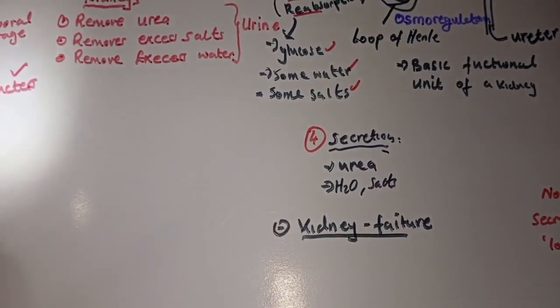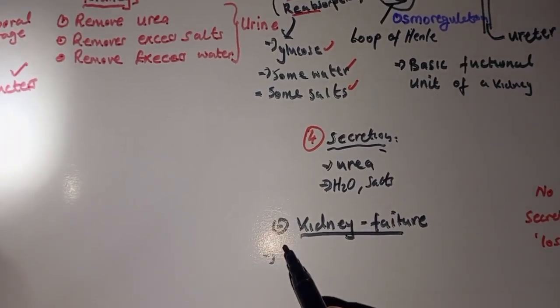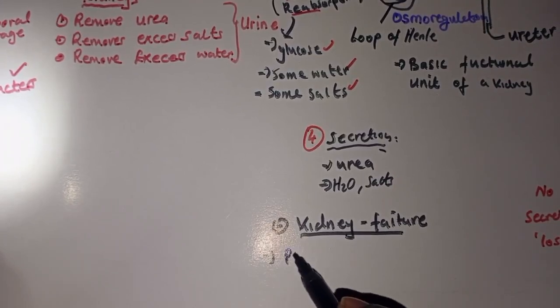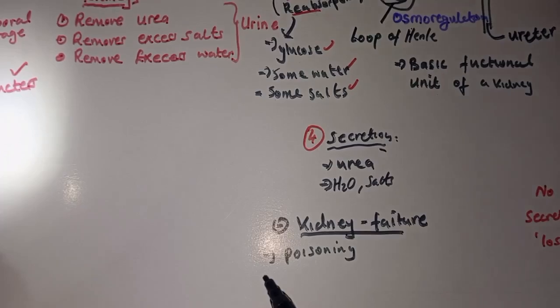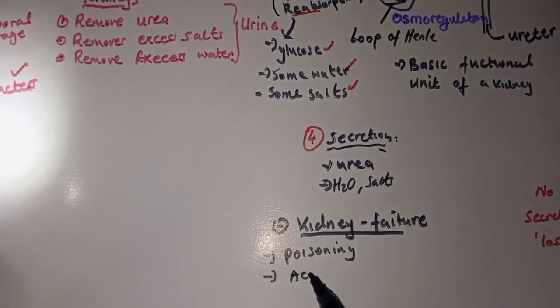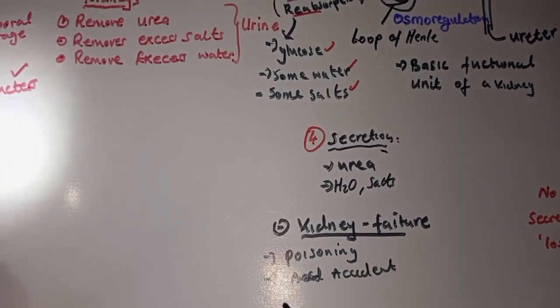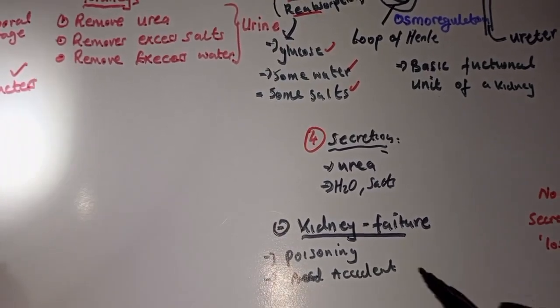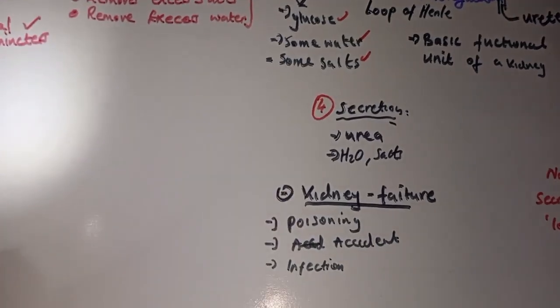The kidneys can fail to perform their function, and this could be as a result of maybe you took something poisonous. Or maybe you're involved in an accident, which can cause injury to the kidneys. Things like an infection, the infections that can generally just attack the kidneys, maybe a virus or a bacteria.